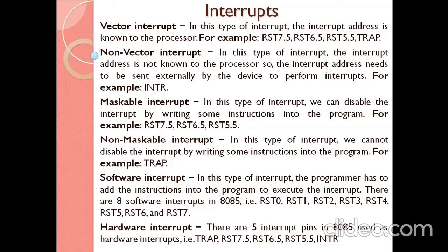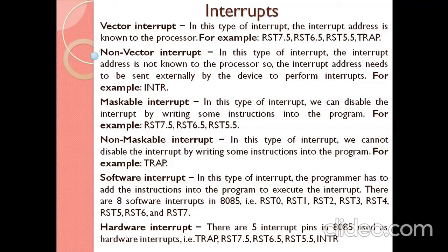Vector interrupt means if any interrupt comes, like RST 7.5, the microprocessor knows, okay, this interrupt means we have to go and execute the particular memory location. That is called a vector interrupt. Non-vector means INTR is called a non-vector interrupt. If that interrupt comes, the microprocessor doesn't know the interrupt program address. So the INTR will give the address. Based on the address, the microprocessor will go to that memory location.